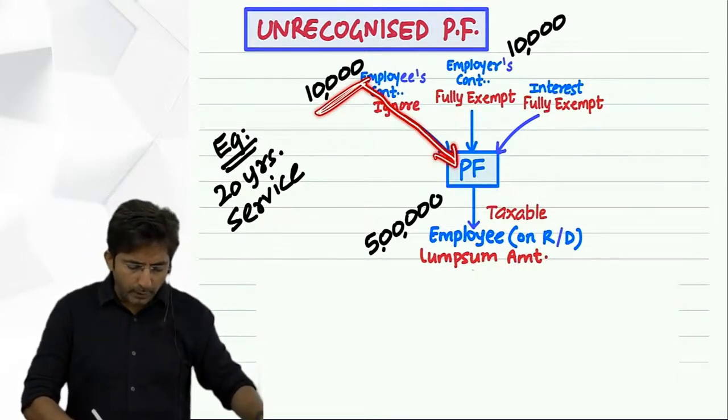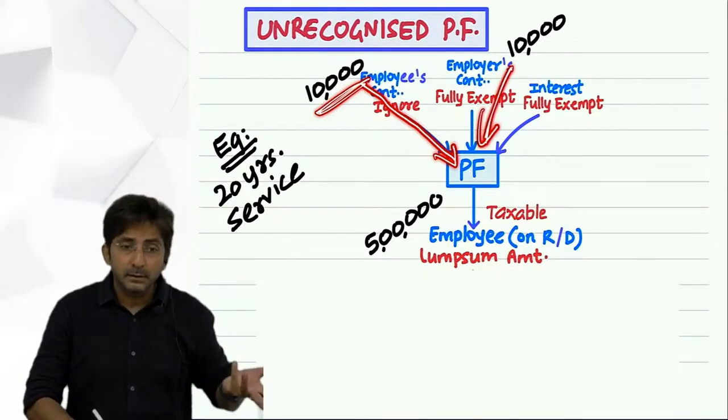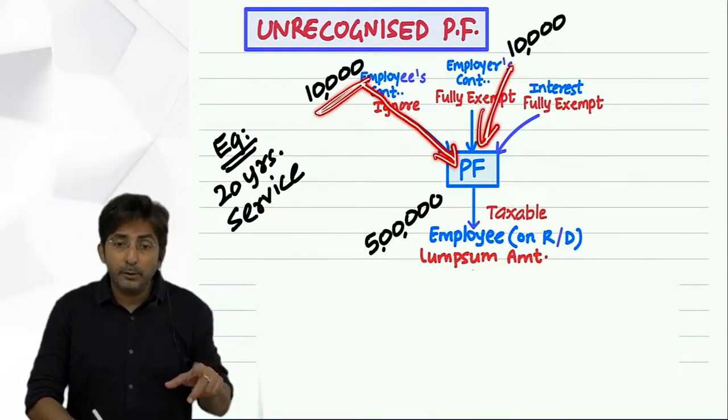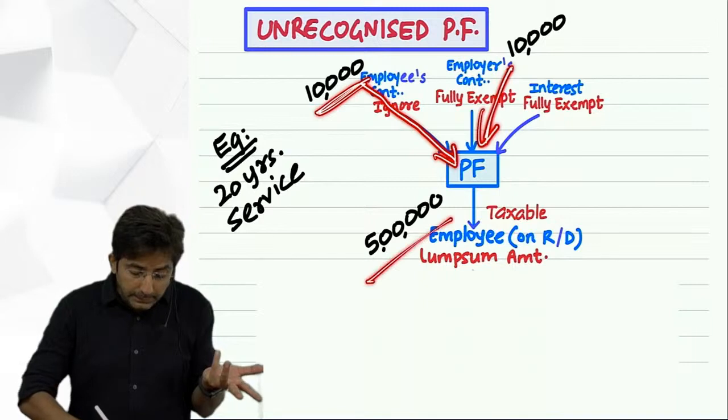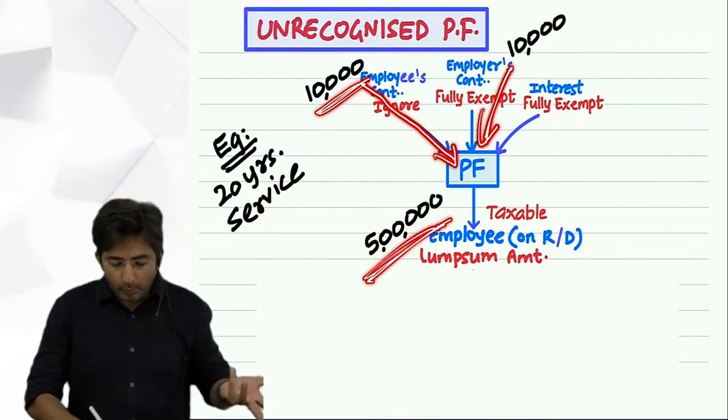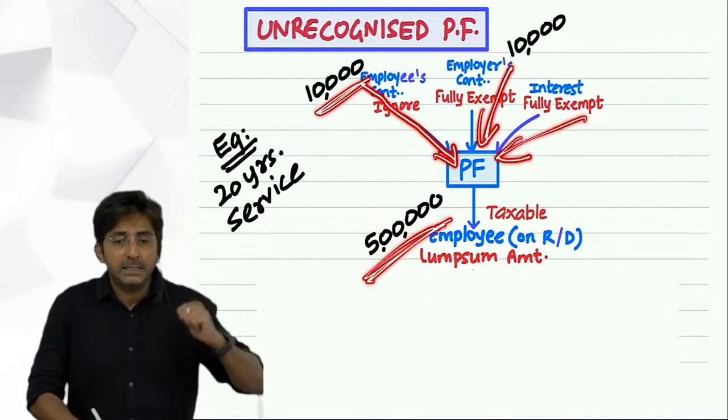Similarly from the employer side also 2 lakhs. So 2 lakhs and 2 lakhs should be 4 lakhs. But he is receiving 5 lakhs. Obviously because he might have received interest.